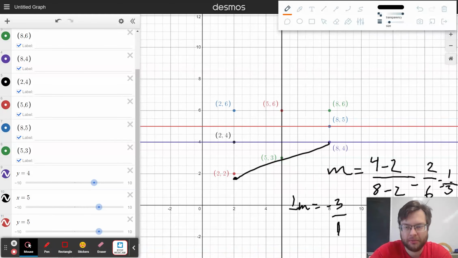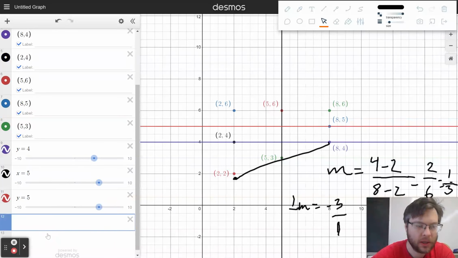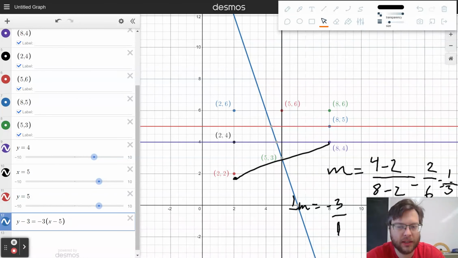So then I can use point slope form to write an equation that goes through the midpoint with a slope of -3. So I'm going to do that over here in the equation editor. So what's my midpoint? My midpoint is 5 comma 3. The y value is 3. So I start out with y minus 3. My perpendicular slope is -3. X value is 5. And look at that. It goes exactly through the midpoint there. So that's the perpendicular bisector.